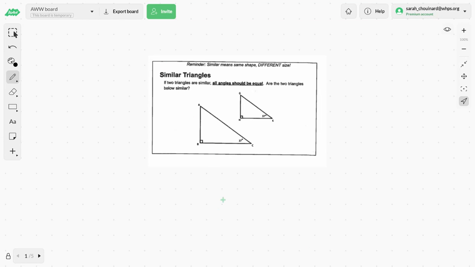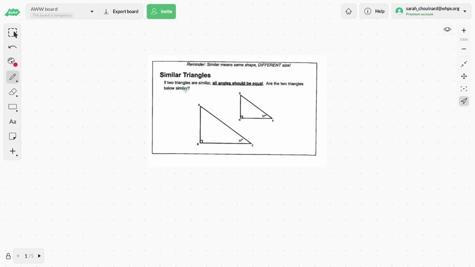All right, so in this video, we're going to talk about similar triangles. We've already talked about what similar means this year. Reminder that similar means same shape, different size. So what we're going to notice is that if two triangles are similar, all the angles should be equal. So for similar figures, angles are always equal.